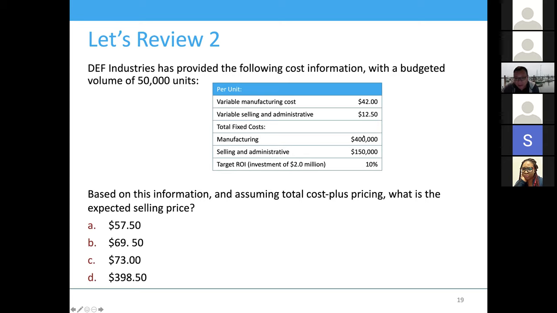So I'm going to add up all these numbers. Fixed cost, that's together, that's 55,000. Add up the $200,000. So that's 750,000 divided by 50,000 units. So I get $15 per unit. So these two together, that'll be 54.5 plus 15, that'll be 69.5, okay? So that answer is B, okay? The answer is B.